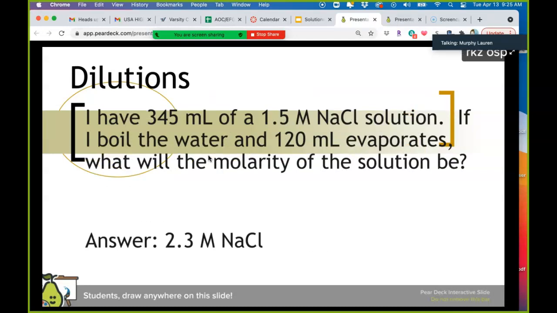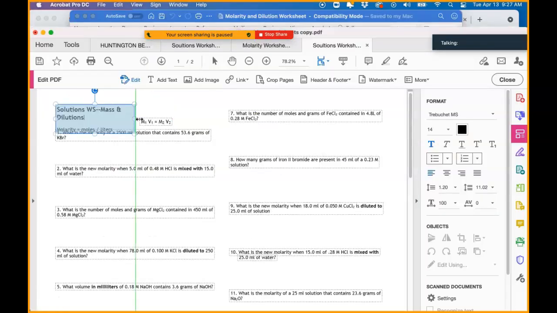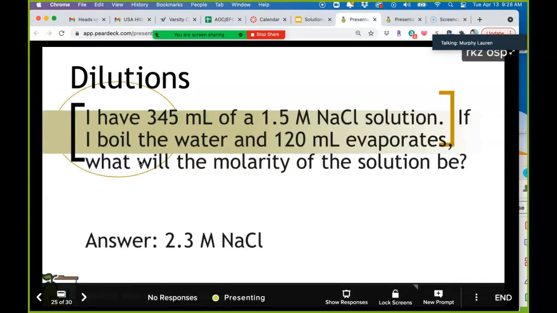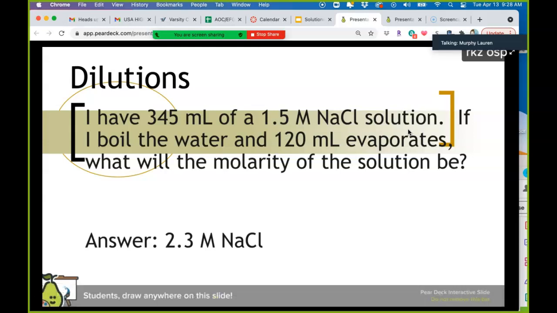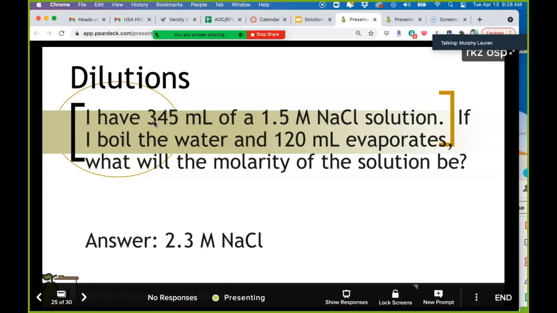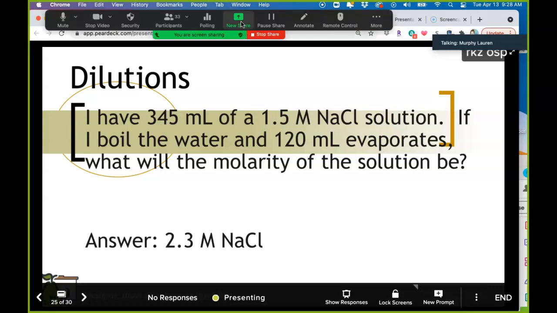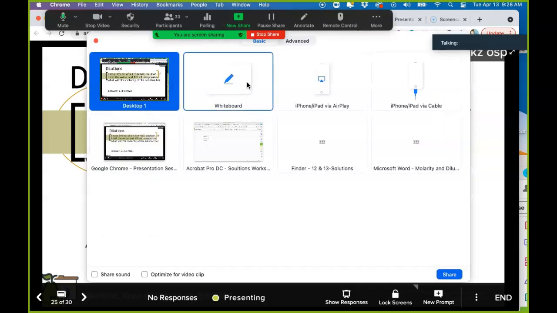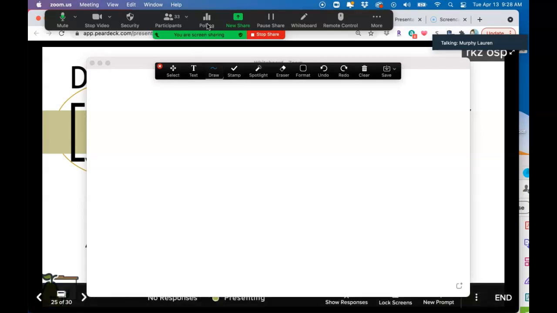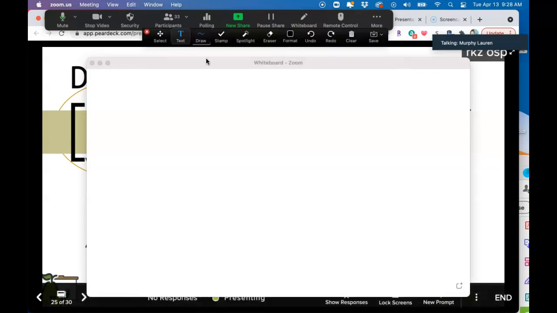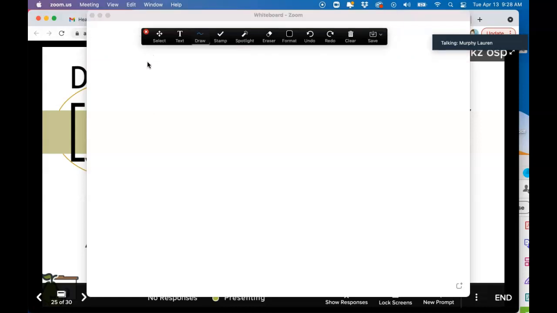Be careful on this one. I want you to try this one by yourself. All right. So in this problem, you have 345 milliliters of a 1.5 molar sodium chloride solution. But then they heat it to try to get rid of some of the water. So they get rid of 120 milliliters of water. So first things first, this is my first volume, V1, and this is my first molarity, M1. What's a good hint that I'm going to do M1, V1, M2, V2 is I'm given 3 numbers. That's a hint. Now, this doesn't always work, but it works for just right now.